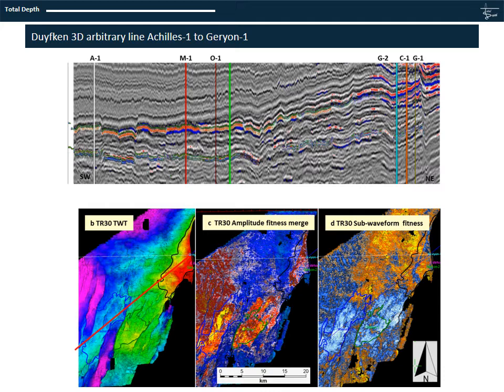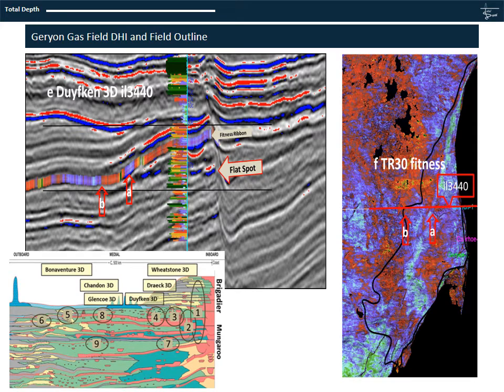We've got two-way time. We've got a co-rendered fitness and amplitude, which are both highlighting the gas charge over these structures. It may be structurally conformable, though I'm not too sure what all this means out through here. And what we've got also is subwaveform fitness. Now I'm going to talk in another example about the subwaveform fitness, so I'm going to skip that on this. Now if we look at the waveform fitness through here, we see a feature that could be interpreted as a stratigraphic feature.